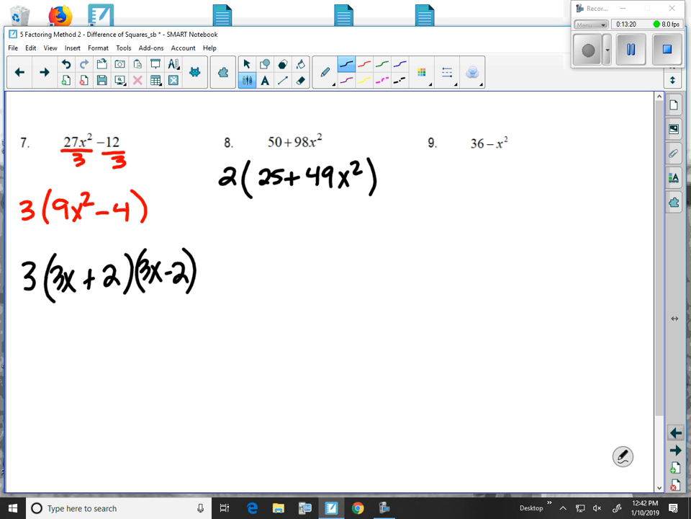Is this a difference of squares problem? No, why? It's addition, right? That didn't really change our issue. We still can't do difference of squares. We can factor it by GCF, but that's it. Okay, sometimes that'll happen. All right, number 9.